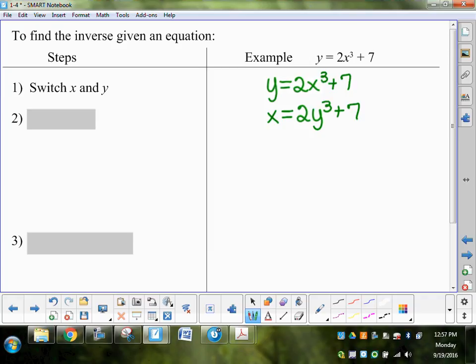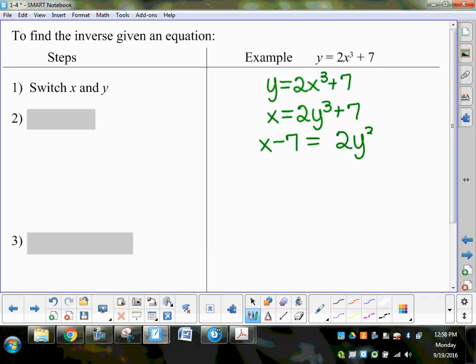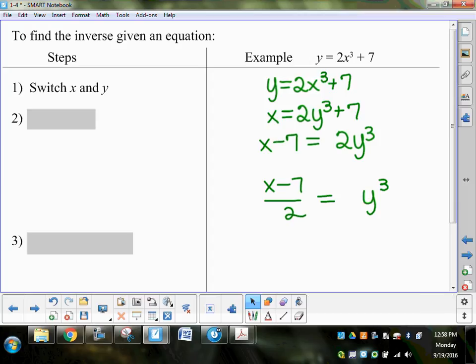Not yet. Not yet. Subtract 7. You take care of what's furthest away first, so I subtract 7. See. Jaron C., what would you do next to get the y by itself? Alexis, what would you do next? You want to say, not square, cube root. Yep.